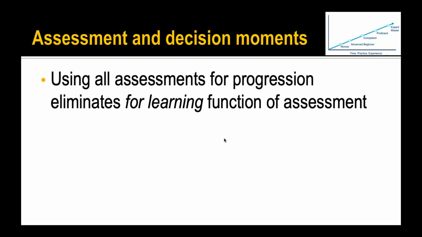Now, since all these kinds of decisions are required, it's our natural tendency to use all assessments for the progression of the student. But once you do that, what is actually happening is that we are taking away the for-learning function of assessment. Because whenever you use assessments for deciding pass-fail, students will try to hide their weakness. They will not like to let you know where they lack.